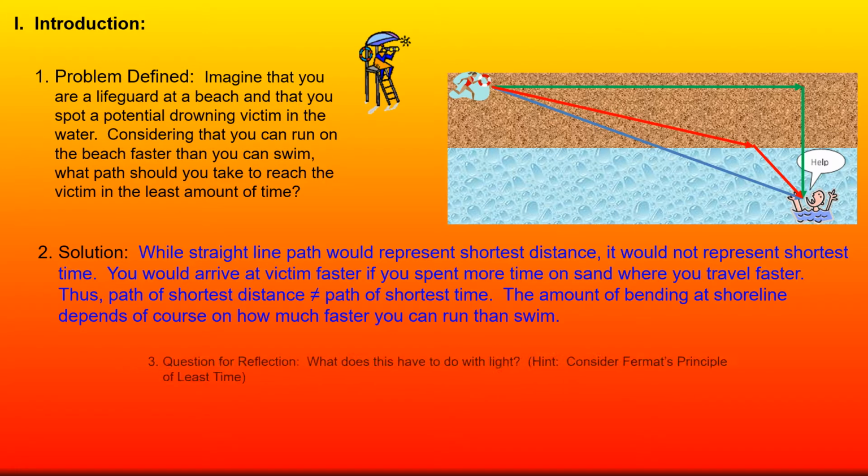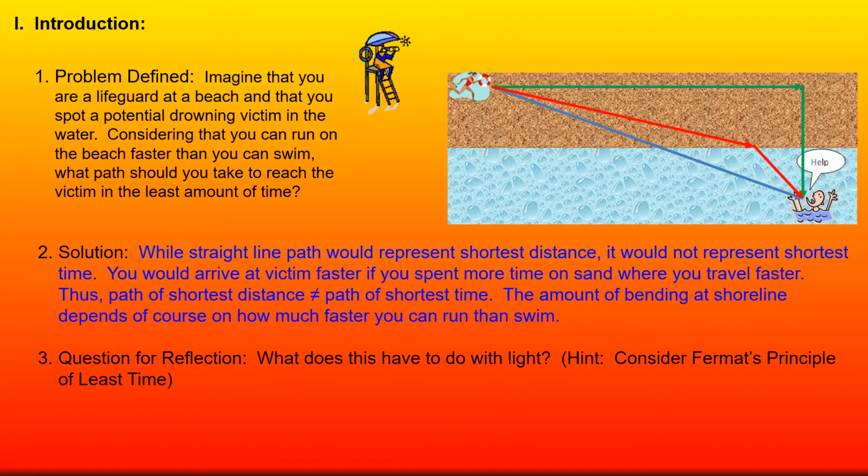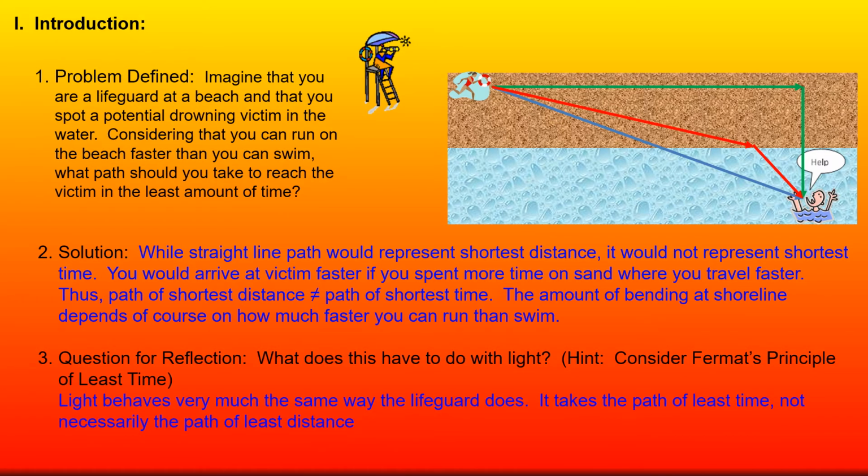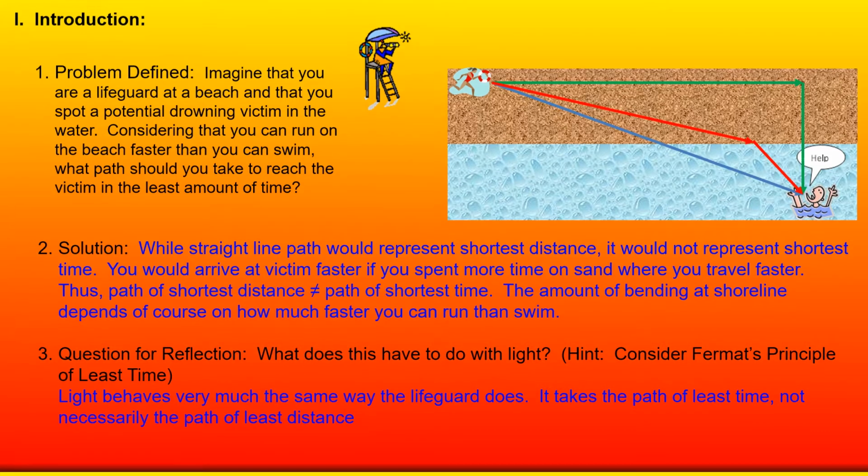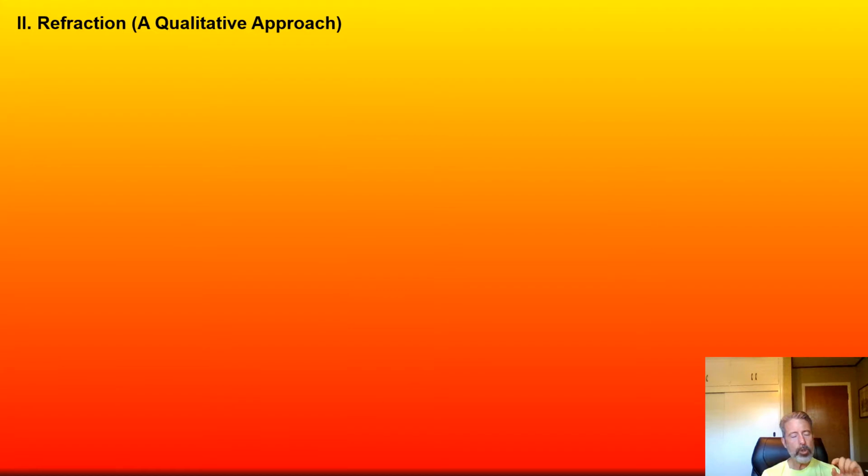Now, if you're asking yourself, what does this have to do with light? Well, consider what we know about Fermat's principle of least time. Light behaves very much in the same way as a lifeguard does. Light will take the path of least time, not necessarily the path of least distance. So we'll begin our discussion of refraction today from a qualitative point of view, and then as our discussion progresses, we'll become a little more quantitative in our description of refraction.